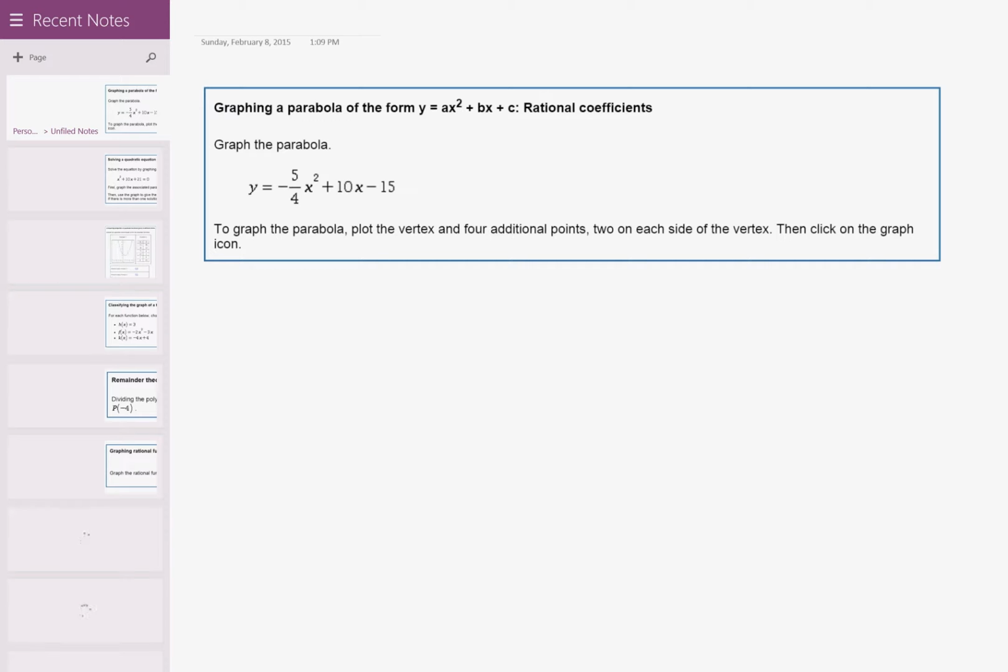You already know how to graph a parabola given in standard form. You already know how to graph a parabola given in vertex form. You already know how to graph parabolas. Here, we're trying to make sure you know how to handle fractions. Right? Okay.